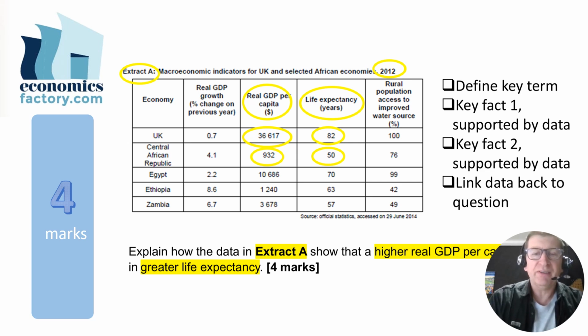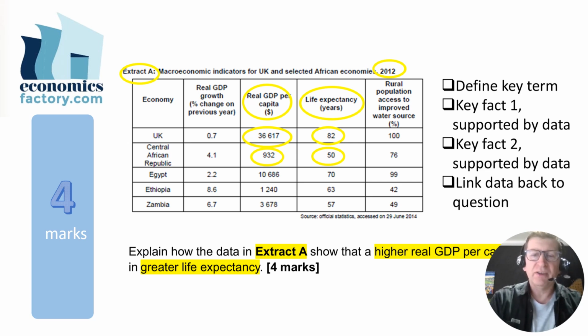And I'm now going to have a quick scan down those columns and look for a couple of significant facts. Well, straight away I can see that the UK has got the highest real GDP per capita and the highest life expectancy. So I'm going to quote that as one of my facts. And I can see the Central African Republic has got the lowest real GDP per capita and the lowest life expectancy. So there's another fact.